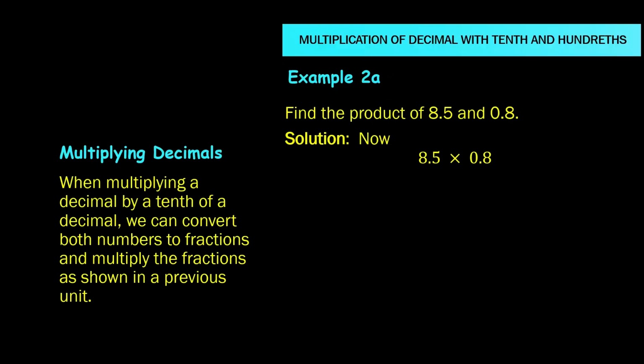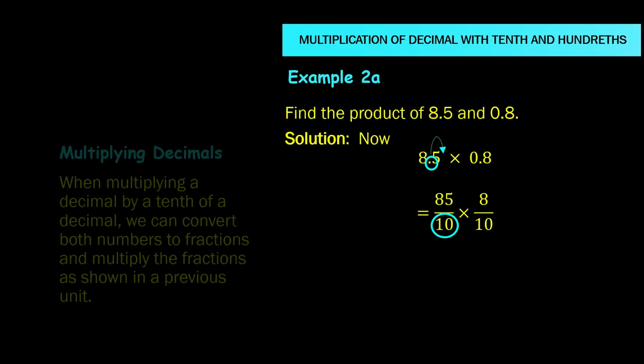the fractions as shown in a previous unit. Let's try the example shown on the screen. Begin by converting the decimals to fractions. So 8.5 becomes 85 over 10, and 0.8 becomes 8 over 10. We can now multiply the numerator by the numerator, so 85 times 8, and the denominator by the denominator, so 10 times 10.